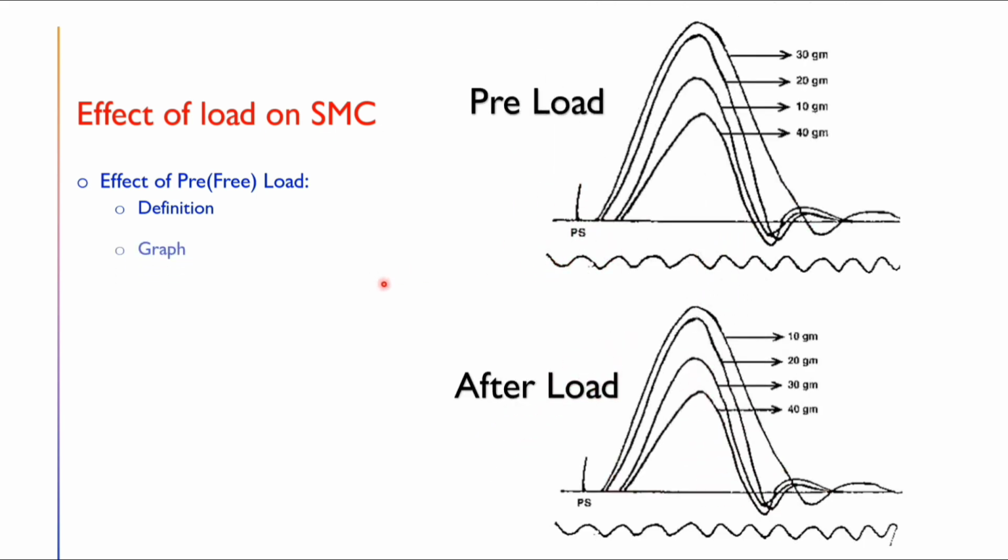Now if you see the graph of preload, this is the graph of preload. These are various simple muscle curves. You can see 1, 2, 3 and 4. Four simple muscle curves are obtained at various loading conditions. PS is the point of stimulus and this is the marking of time tracing tuning fork. Now if you see, when 10 gram weight is loaded, this curve is obtained. When 20 gram weight is loaded, this curve is obtained. When 30 gram weight is loaded, this curve is obtained. And when 40 gram is loaded, this curve is obtained.